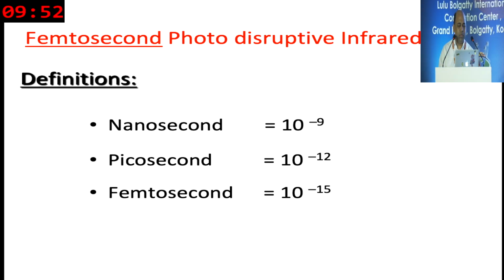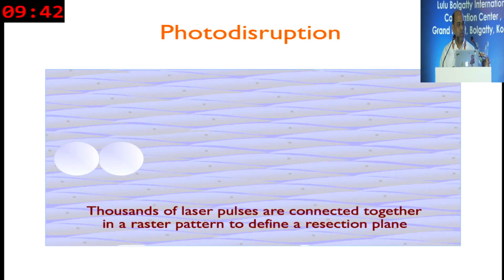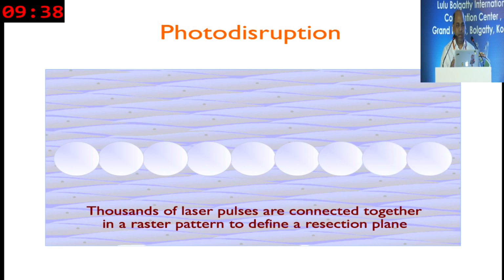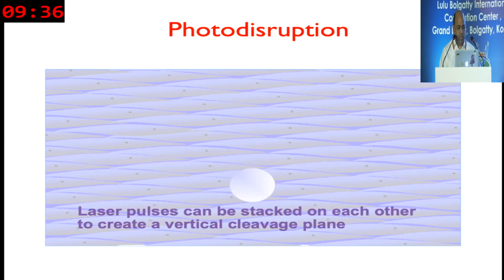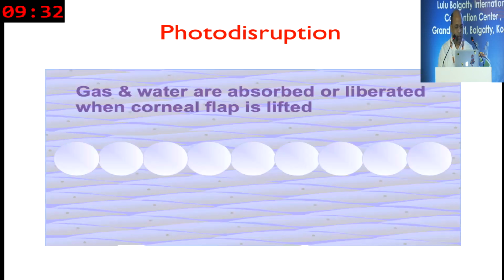The femtosecond laser is basically a photodisruptive infrared laser with a pulse duration of 10 to the power of minus 15 seconds. It works on the principle of photodisruption, in which thousands of laser pulses are connected together in a raster pattern to define a resection plane. Similarly, vertical planes are created. Once it is cut, the gas is absorbed and the resection plane is created.